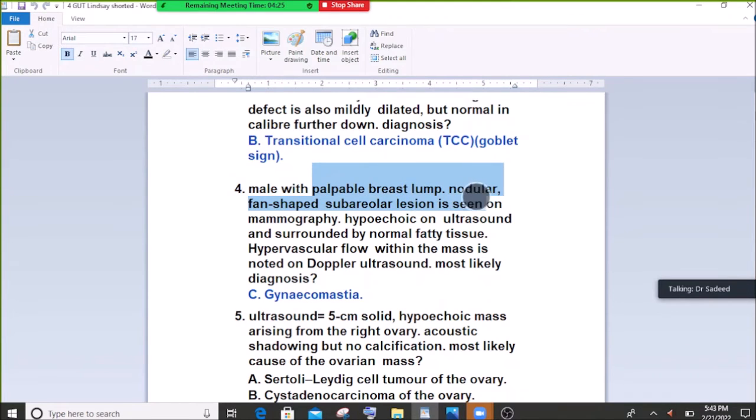Number 4. Male with a palpable breast lump, a nodular, fan-shaped subareolar lesion seen on mammography. Hypoechoic on ultrasound, surrounded by normal fatty tissue. Hypovascular flow within the mass is noted on Doppler ultrasound. Most likely diagnosis: gynecomastia. A male with a palpable breast lump is most likely gynecomastia.